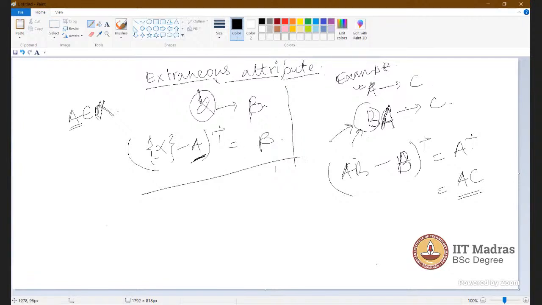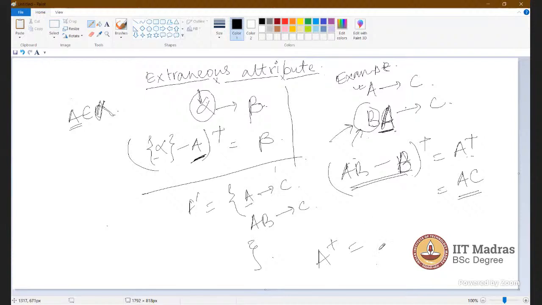So here you have to compute this particular one. You have the functional dependencies A to C and AB to C. And here you have to find the closure, that is the A closure. So try to find the A closure.